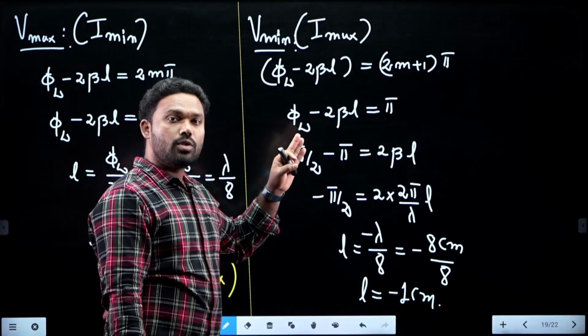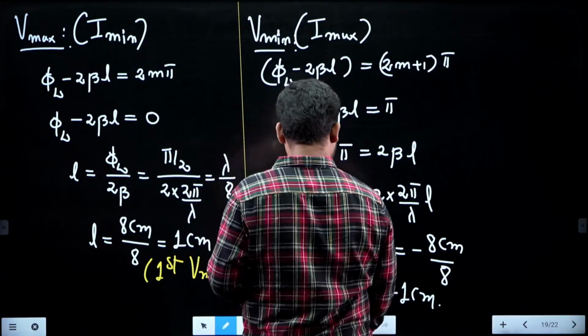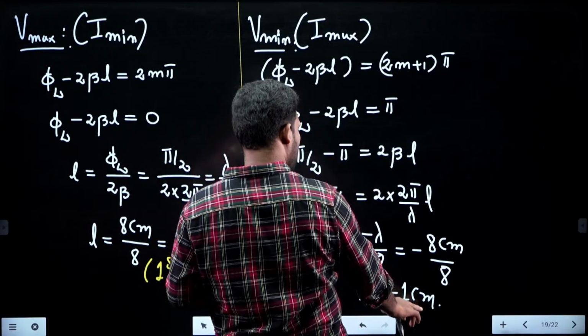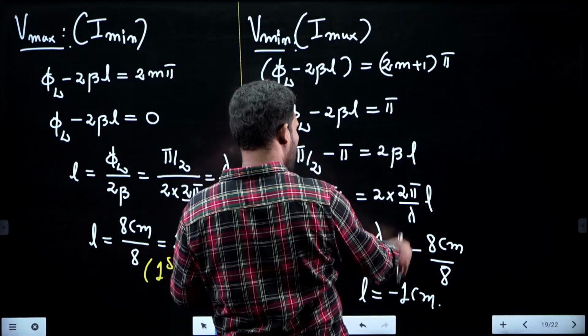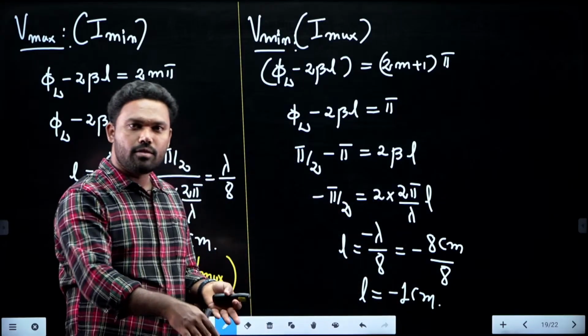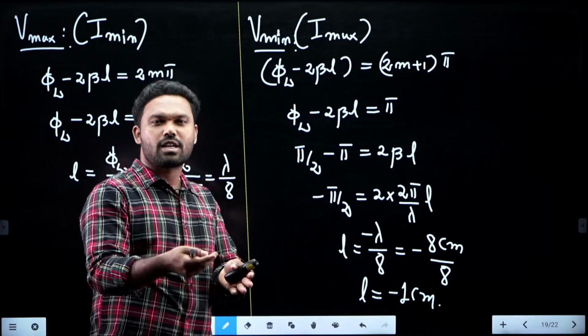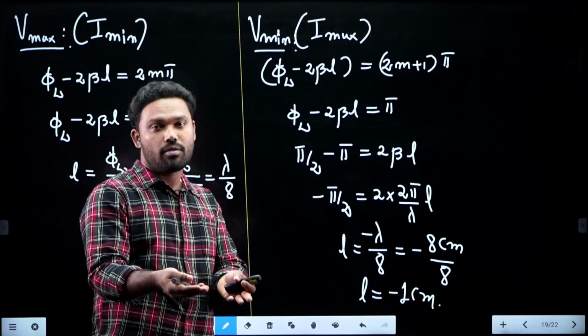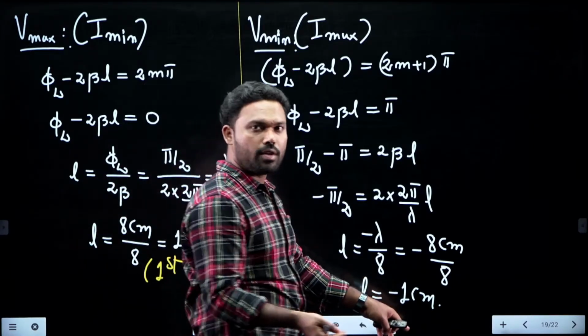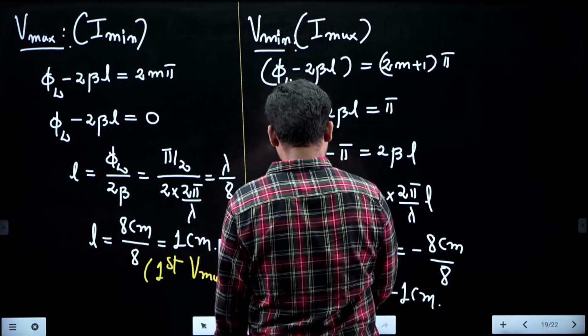So you need to bring this one into reality. The minus distance has no meaning. How can you bring this one into reality? We know that on the transmission line, you will find the repetition of the characteristics for every half wavelength. So you need to add some half wavelength to that, so that you can bring that one into reality.